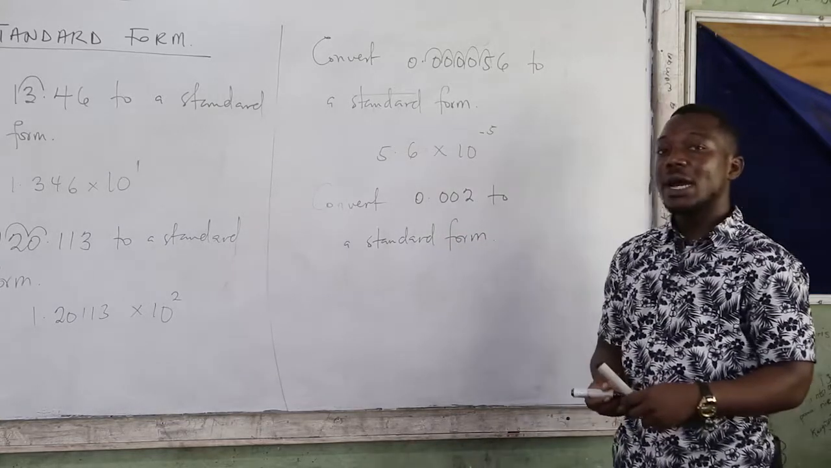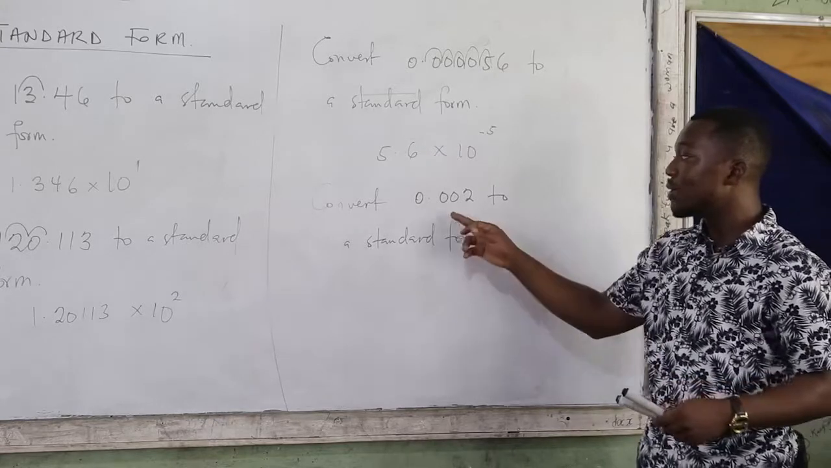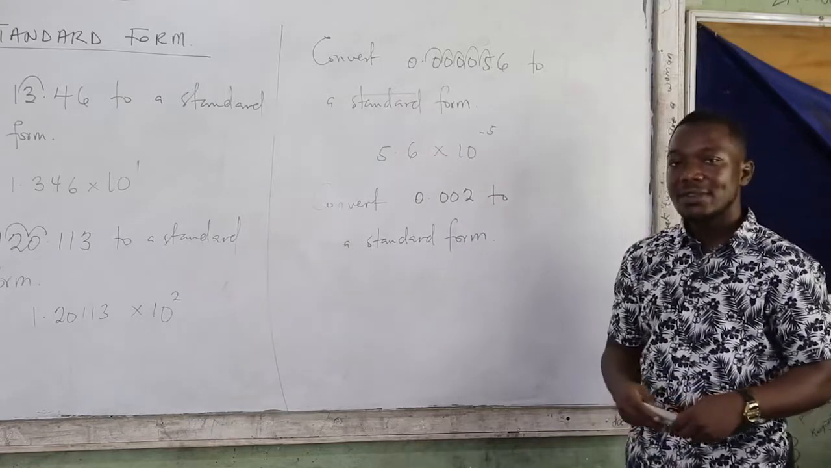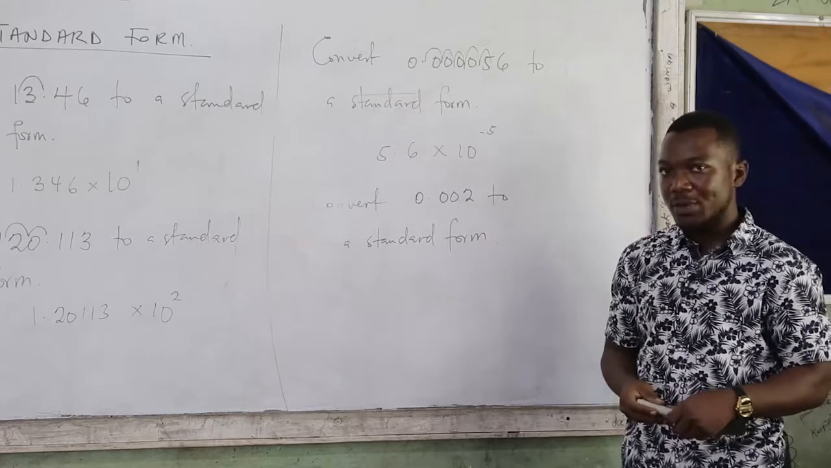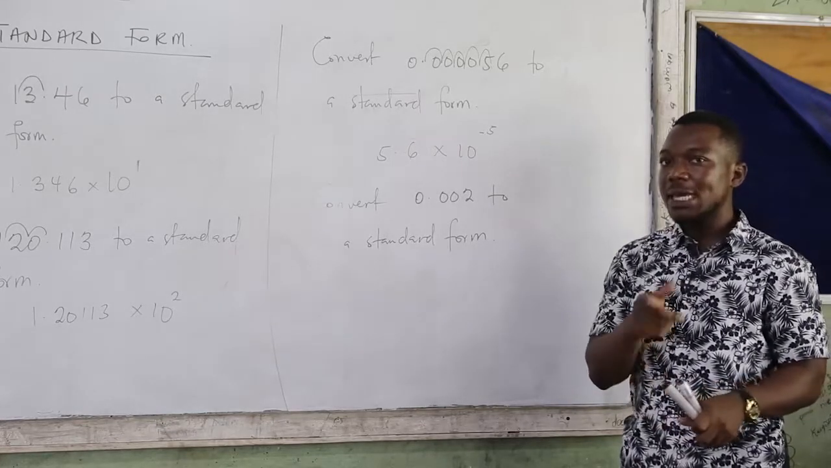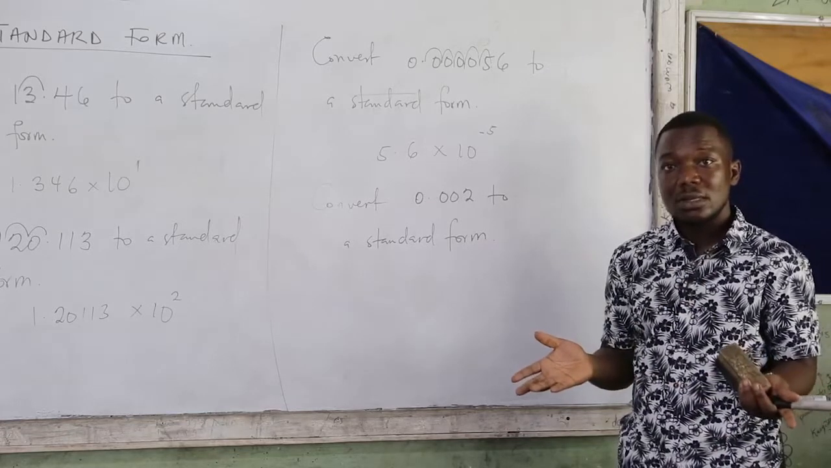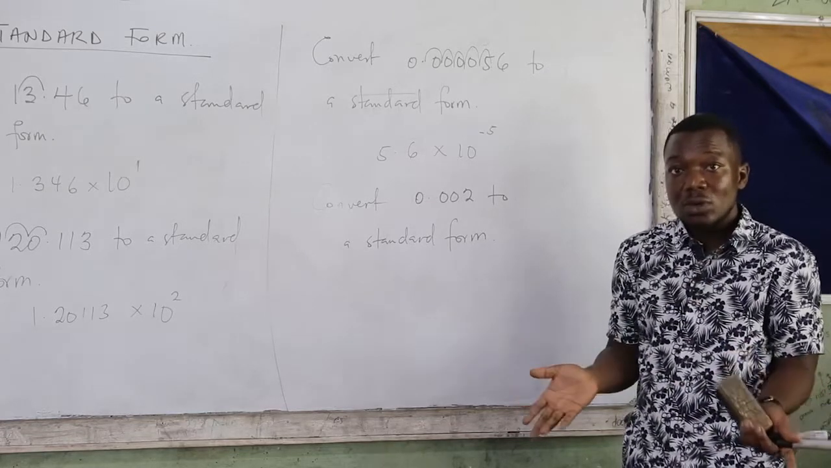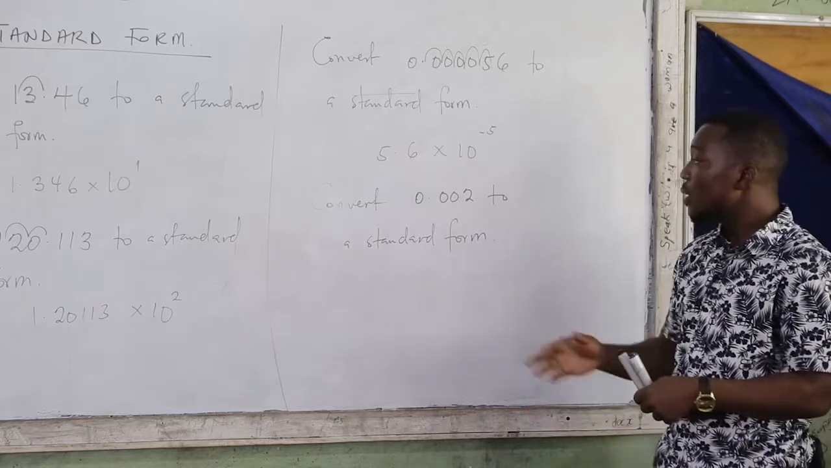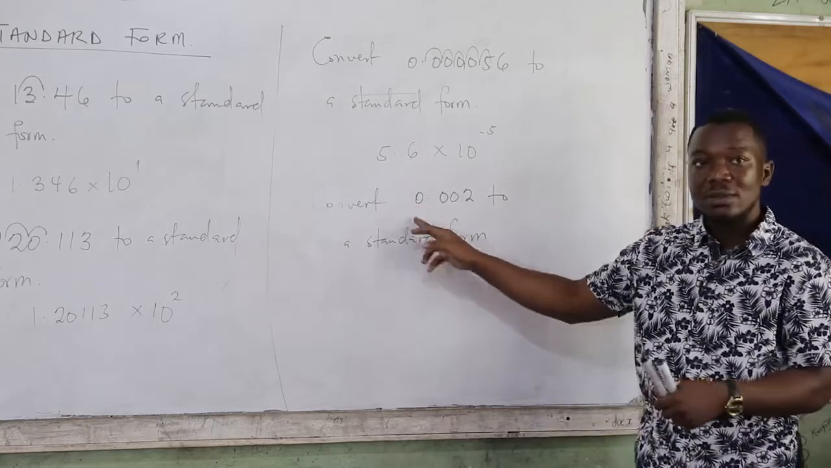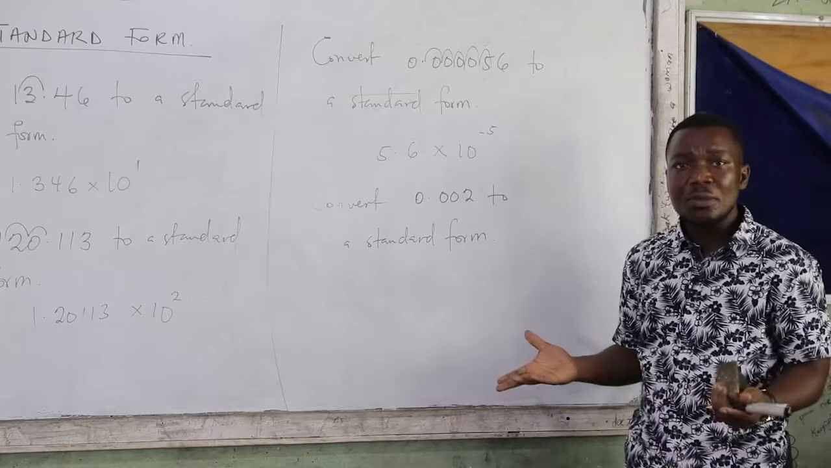All right, so here we have: convert 0.002 to a standard form. Now, how do we do that? First of all, the number that comes before the decimal point should be less than 10, but not less than 1. So here, the first number before the decimal point is 0. It means there's something wrong with the work.